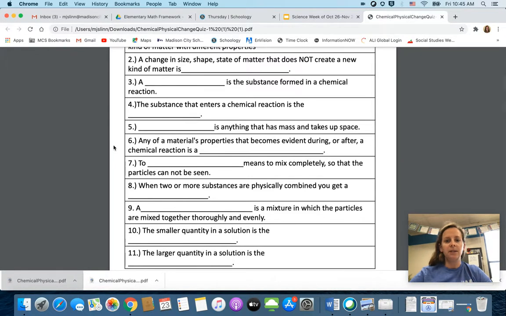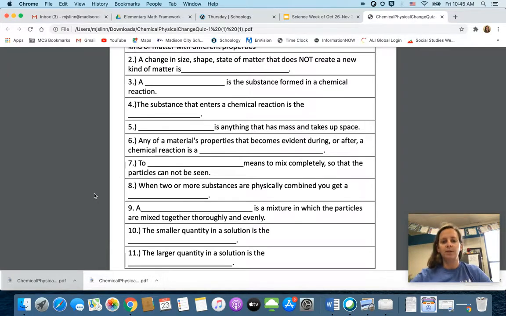To blank means to mix completely so that the particles cannot be seen. When you put sugar in water and stir it and stir it and stir it, eventually the particles of sugar appear to disappear. We know that really they haven't disappeared. They're still there. They're dissolved in the water. To dissolve means to mix completely so that the particles cannot be seen.